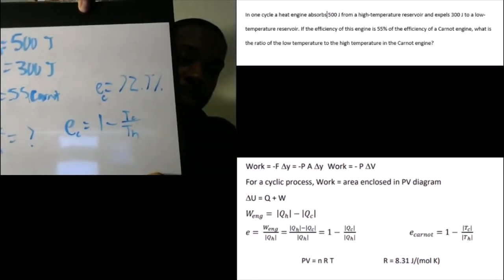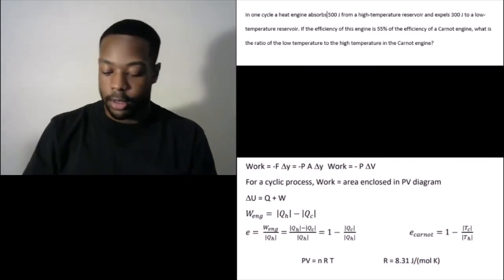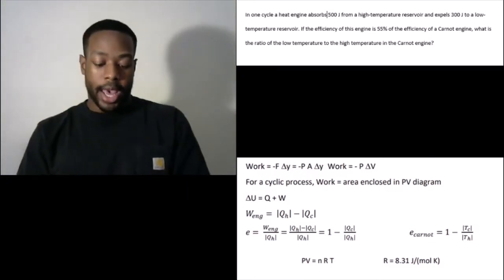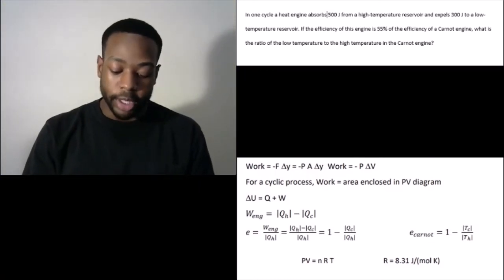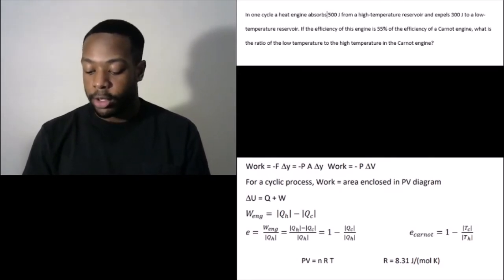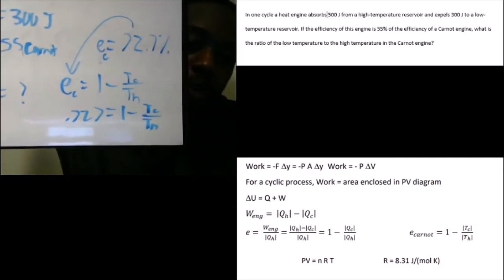That's how we find the efficiency of the Carnot engine. We know that efficiency is going to be 72.7, so we plug 72.7 in there. And our rest is going to be 0.727 equals 1 minus the ratio we're looking for. So that bottom step right there, 0.727 equals 1 minus the ratio we're looking for.